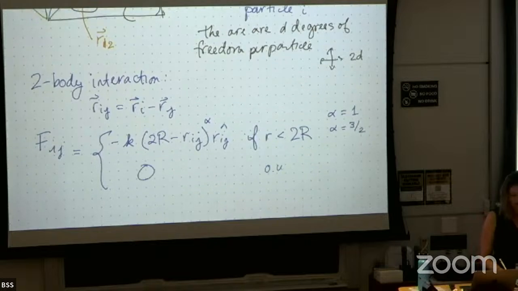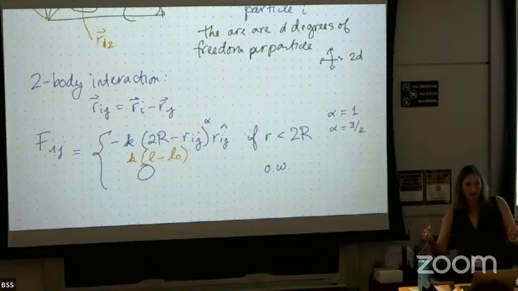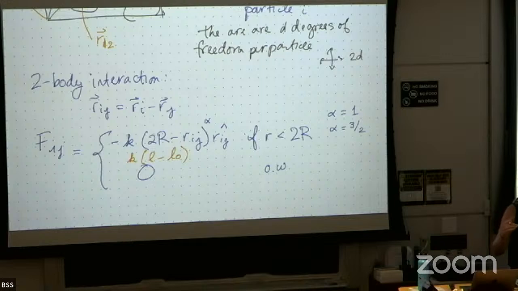So what this means is the particles aren't touching, they experience no force, and then as they compress, there's like a half spring that penalizes them as they go. Because it's going to be interesting later, you could write this instead as k times (l minus l naught). So this looks like a spring with rest length l naught, where l naught is 2R. But it's only a half spring. If you go beyond where they touch, then it doesn't pull back.